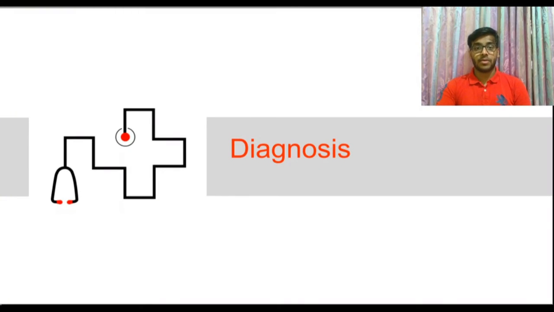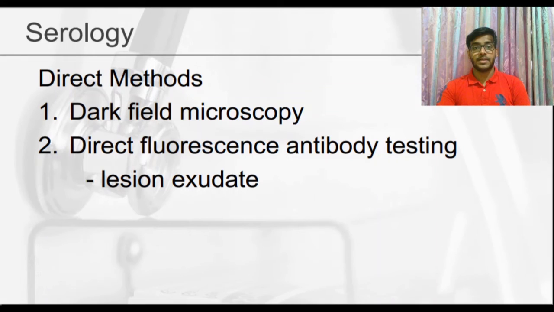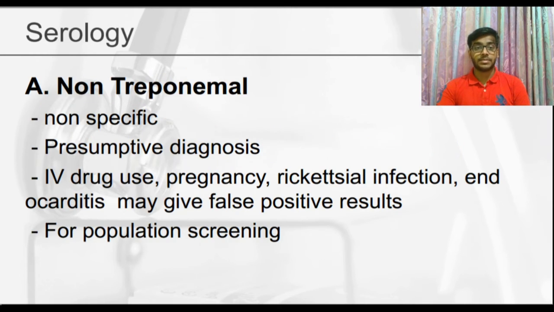For diagnosis of syphilis, we have two methods, direct methods and serologic methods. Under direct methods, we have dark field microscopy and direct fluorescence antibody testing. Treponema pallidum is difficult to visualize on a bright field microscope. On dark field microscope, it appears as a slender, spiral-shaped organism with tapered ends. Direct fluorescence antibody testing requires lesion exudates.